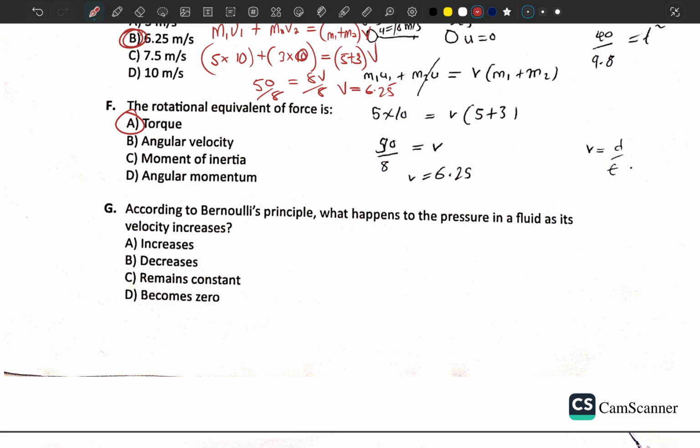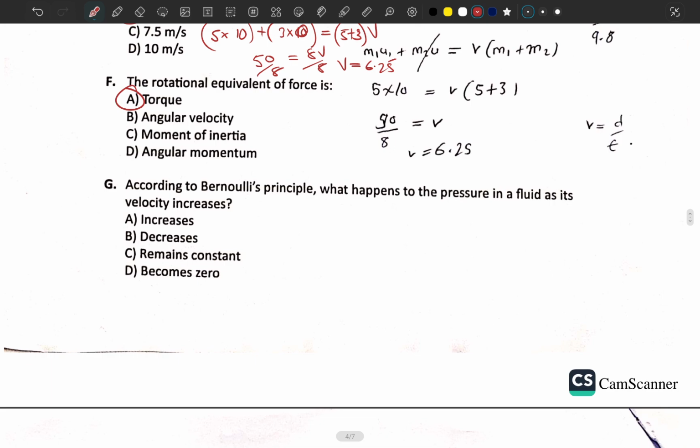According to Bernoulli's principle, what happens to pressure in a fluid as its velocity increases? Now, with Bernoulli's principle, what we need to understand is what this actually states. It says that for an inviscid fluid, an increase in the speed of the fluid occurs simultaneously with a decrease in static pressure, meaning if speed increases, pressure decreases. The inverse proportion, right?